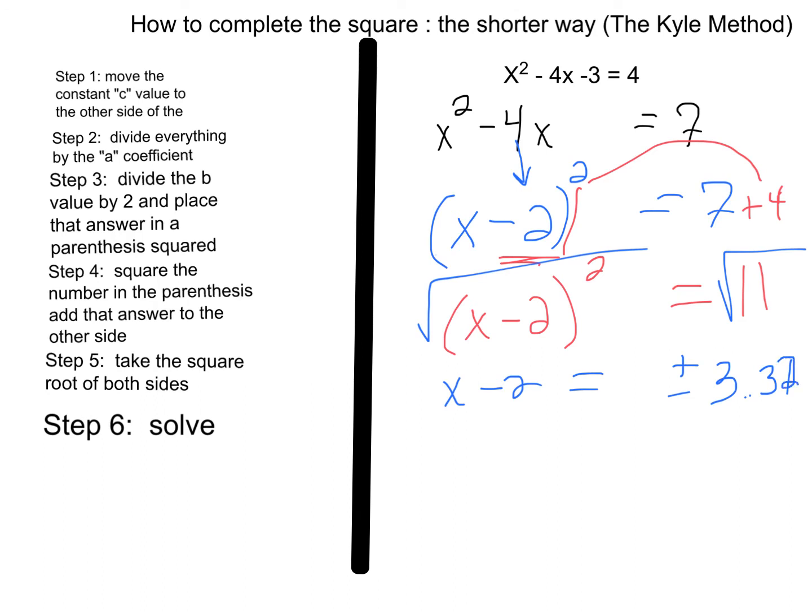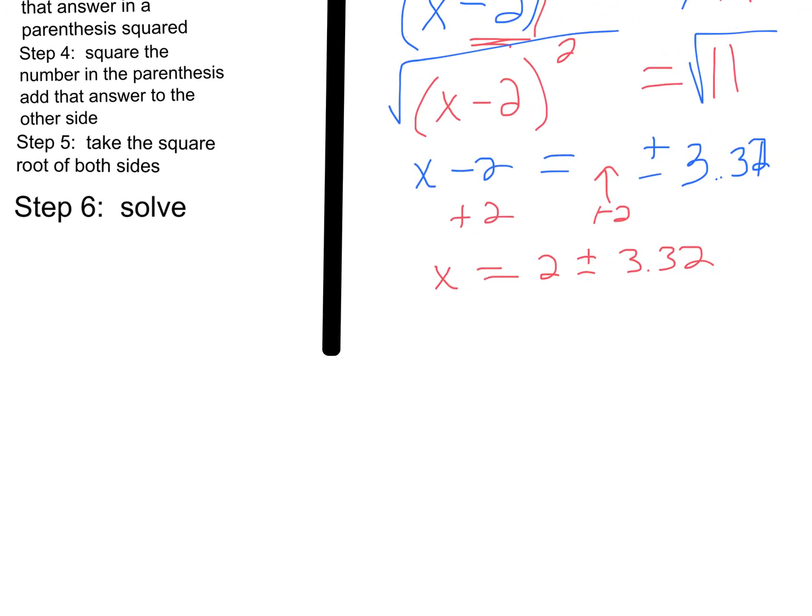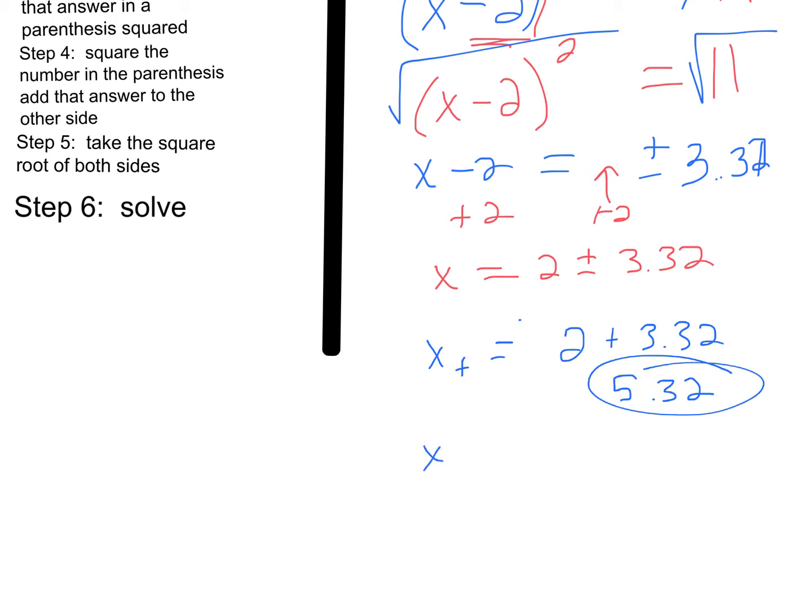And now our last step says we're going to solve this just by adding the 2 like we did before. So x equals 2 plus or minus 3.32. Okay. And let's finish this thing off. So we're going to do our x positive. So 2 plus 3.32 is 5.32. x negative says we do 2 minus 3.32, which is going to be negative 1.32.